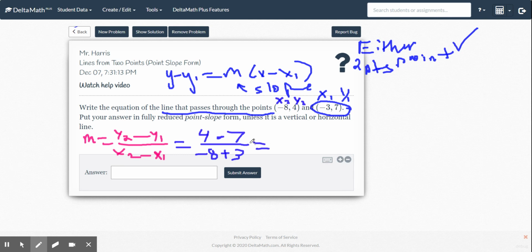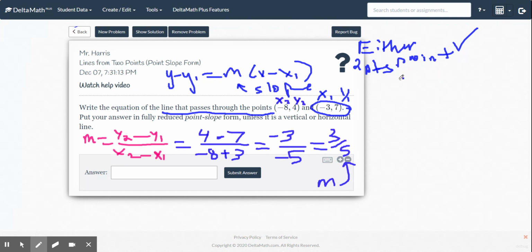Okay. So 4 minus 7 gives you -3 over -8 plus 3. -8 plus 3, that'd be a -5. And what's a negative divided by a negative? Well, shoot, that's a positive. We've got positive 3/5 here, and 3/5 does not reduce. So this is our slope.